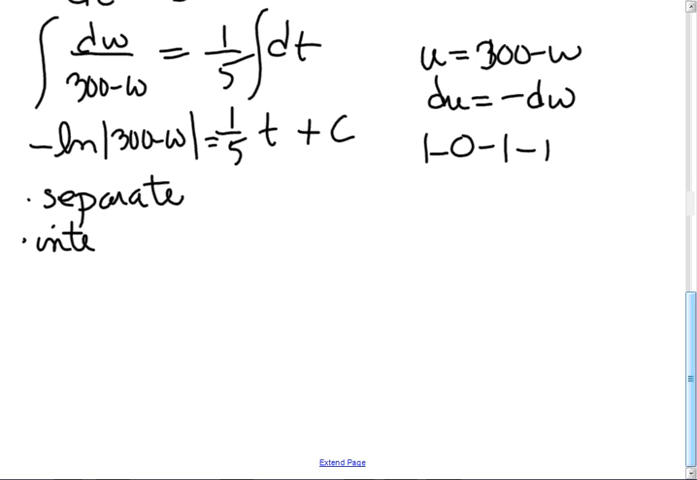Can't have mixed variables. Can't have mixed vegetables. I don't like mixed vegetables. Pardon?